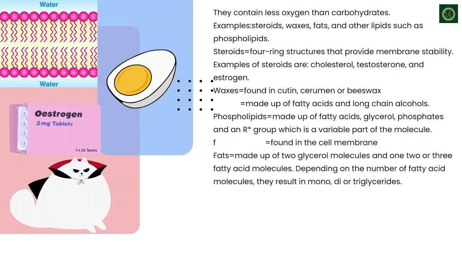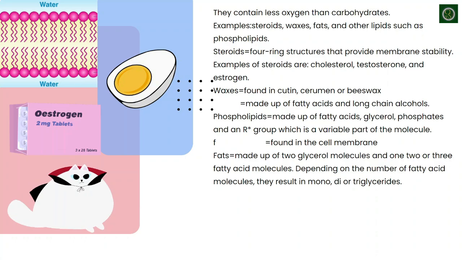Lipids. They contain less oxygen than carbohydrates. Examples of lipids are steroids, waxes, fats, and other lipids such as phospholipids. Steroids are the four-ring structures that provide membrane stability. Examples of steroids are cholesterol, testosterone, and estrogen.